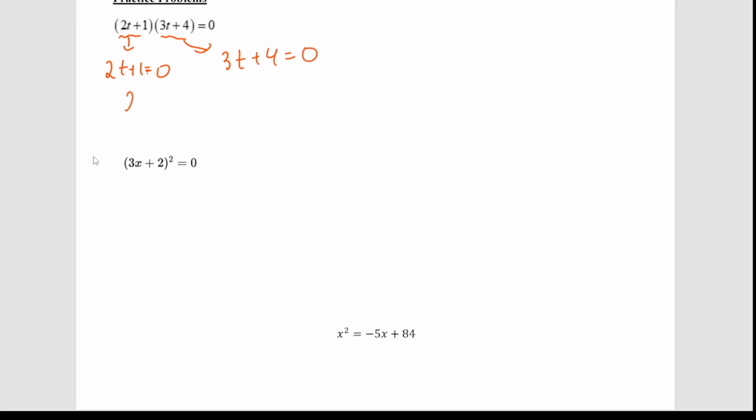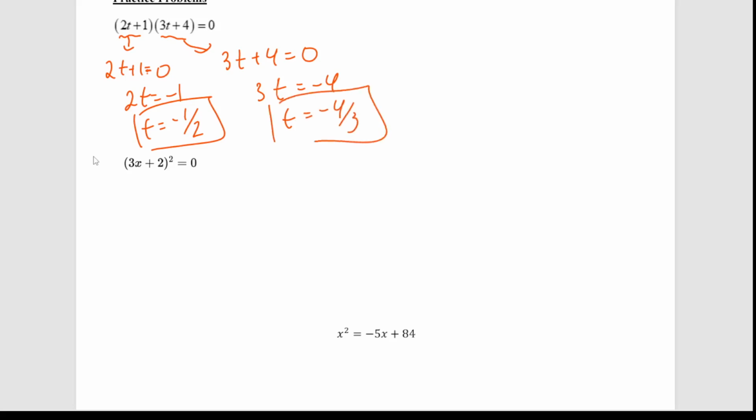For the first one, I would subtract 1 from both sides, then divide by 2. I would get t is negative 1/2. For the second one, I would subtract 4 from both sides and then divide by 3. I would get t is negative 4/3.